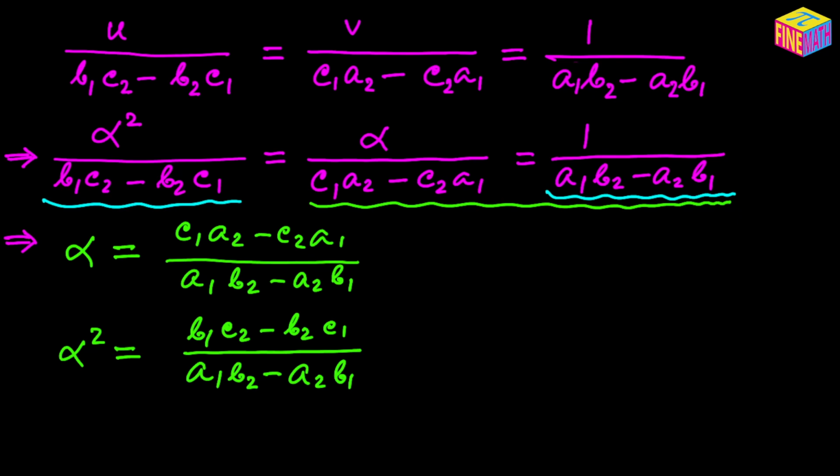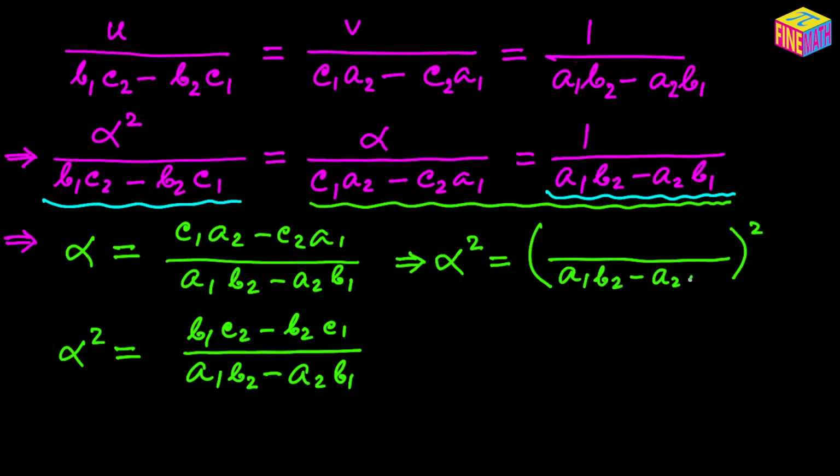Now if we square this one, from here we can say, if alpha is this, then alpha squared will be a whole square of that thing. That will be nothing but the same thing here, a sub 1 b sub 2 minus a sub 2 b sub 1, and then in the numerator we have c sub 1 a sub 2 minus c sub 2 a sub 1, and whole square of that, right? So that is one alpha squared value, and here we have another alpha squared value.